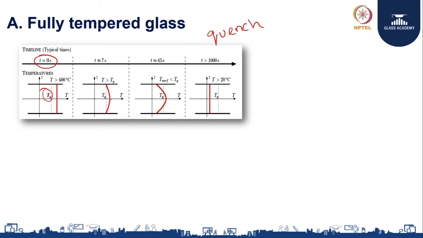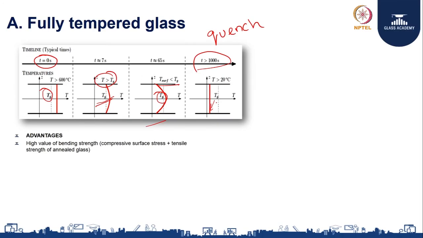Once it comes out of the furnace, the temperature is normally greater than 600 degrees Celsius, and TG is less than 600 degrees. In the next stage, after 7 seconds, both the top and bottom surfaces are less than the TG value, and the center still remains above the TG. After 65 seconds, the top and bottom surfaces are much below the TG, and there is no further stress possibility. The center core still remains above the TG value. At the end of the cycle, after complete cooling and unloading of the glass, the glass temperature will be much below the TG, and the surfaces will remain constant. It means all the compressive forces are locked into the glass.